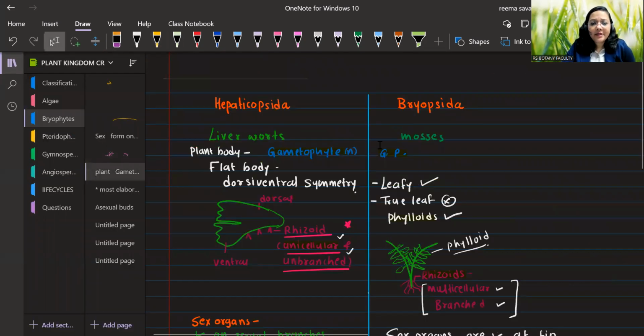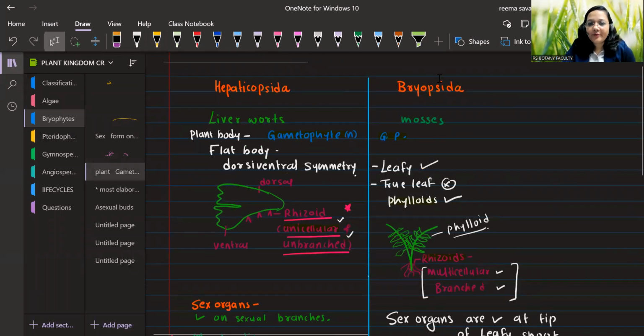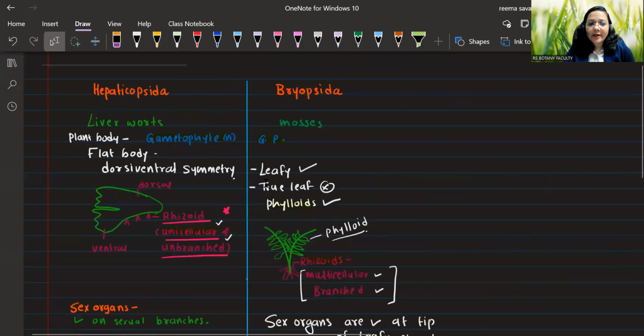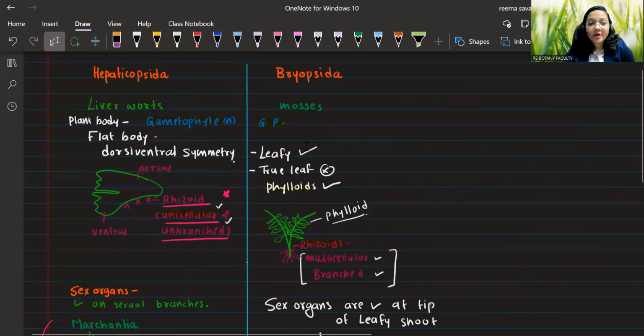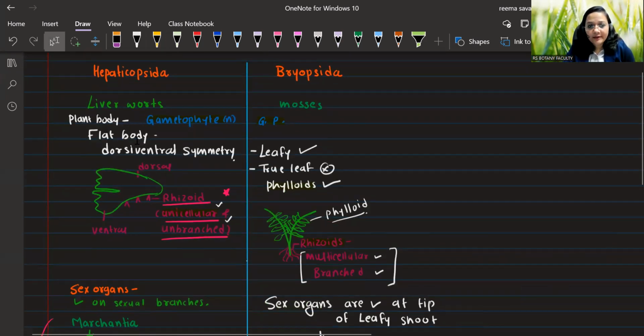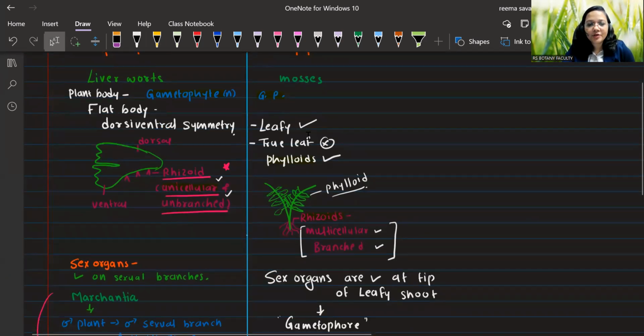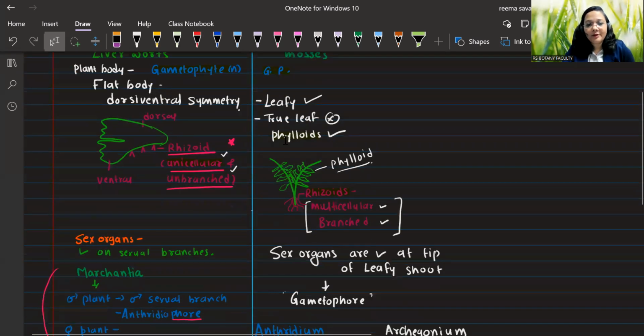So there are two main types of bryophytes that are given in NCERT. One is Hepaticopsida, another is Bryopsida. So Hepaticopsida are liverworts and Bryopsida are mosses. In both, the main plant body will be gametophyte, but in liverworts, they have a flat body, dorsiventral symmetry. They have a thalloid plant body. Whereas in mosses, they have a leafy shoot that we have already studied, but true leaves are absent, and instead of true leaves, there will be phylloids.